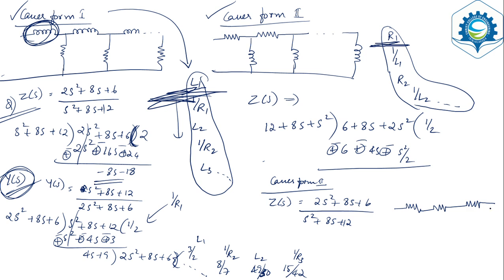In case you are having any doubts, you can just refer to these answers. So you are having 3 resistors and 2 inductors. The value of the resistances also I'll just mention over here. So this is the answer for the Cauer form 2 of this particular question.